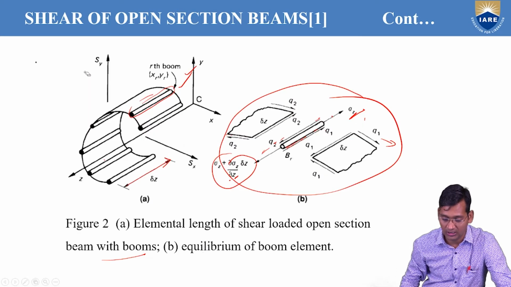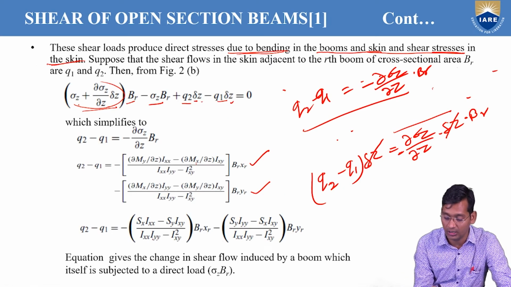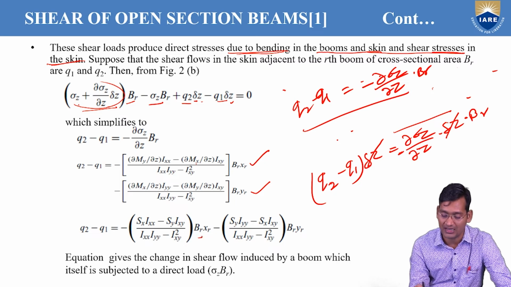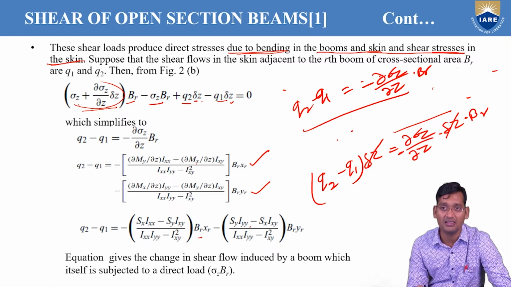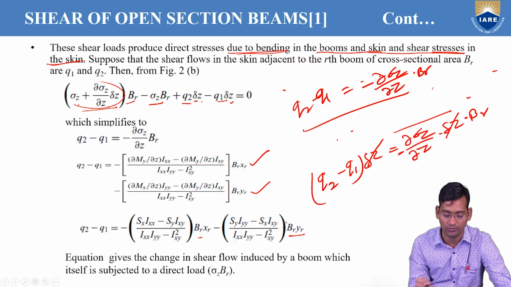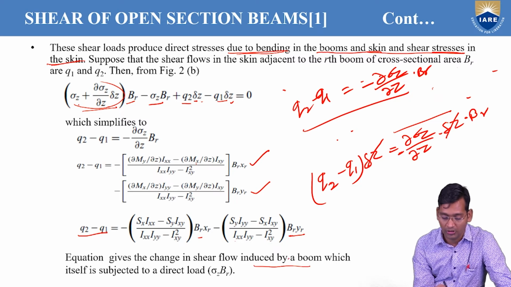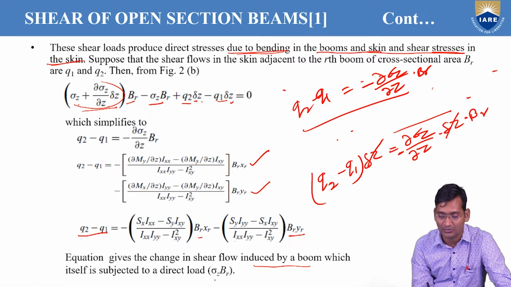So finally we get Q2 minus Q1 equals (Sx Ixx minus Sy Ixy) by (Ixx Iyy minus Ixy squared) into B_r x_r, minus (Sy Iyy minus Sx Ixy) by (Ixx Iyy minus Ixy squared) into B_r y_r. So this is the shear stress distribution, and Q2 minus Q1 gives the change in shear flow, where Q is your shear flow. That is the change in shear flow induced by a boom which itself is subjected to a direct load, sigma z into B_r.